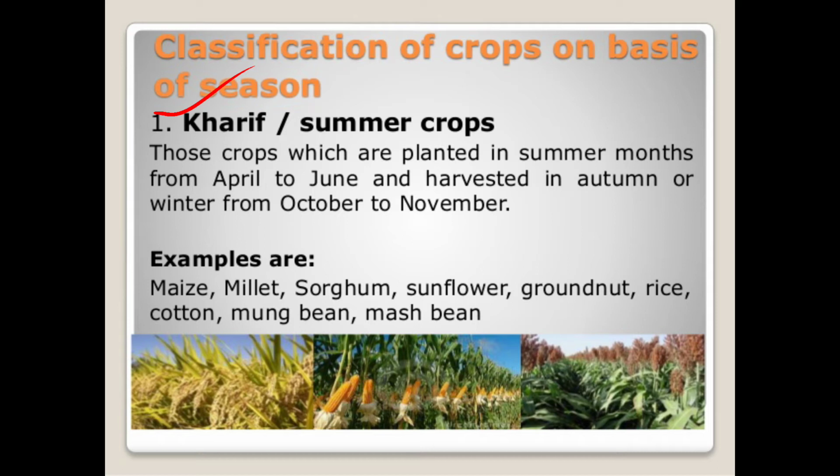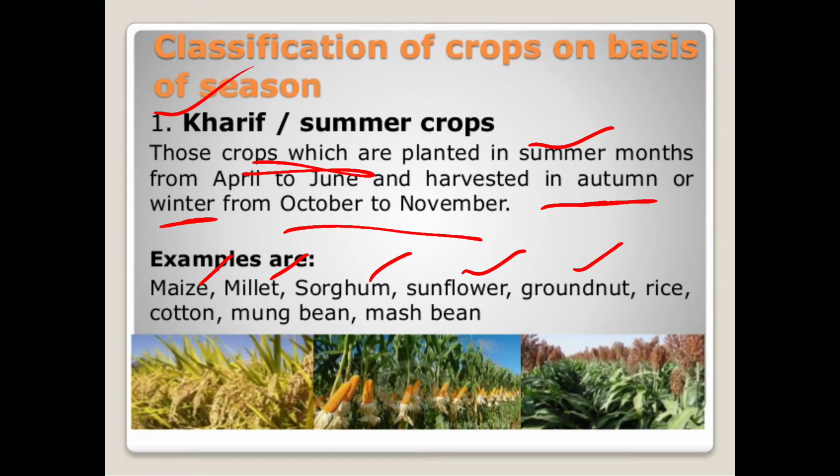These are crops which are planted in the summer months from April to June and harvested in the autumn and winter months, from October to November. Examples of crops of this season are maize, millets, sorghum, sunflower, groundnut, rice, cotton, mung bean and mash bean.